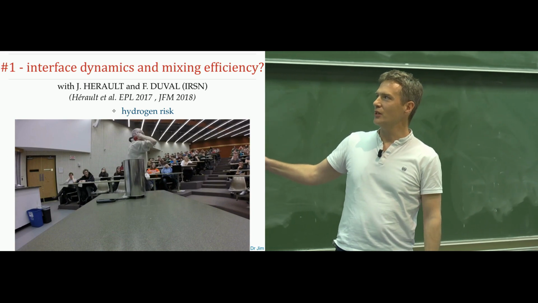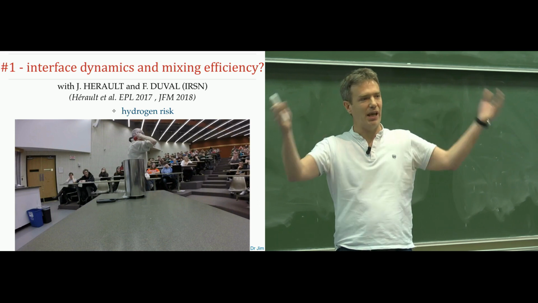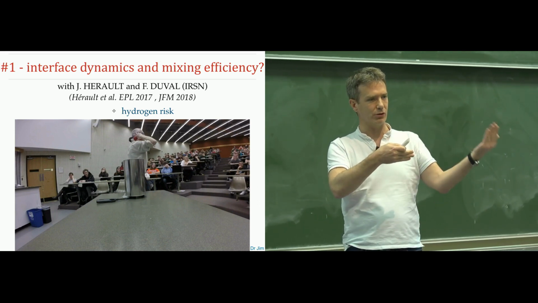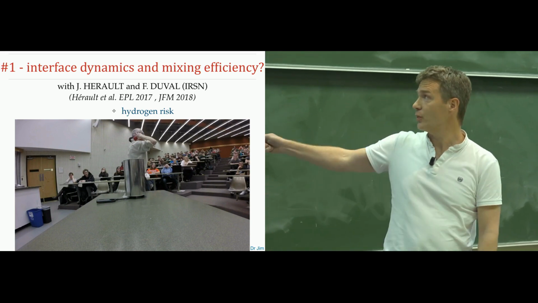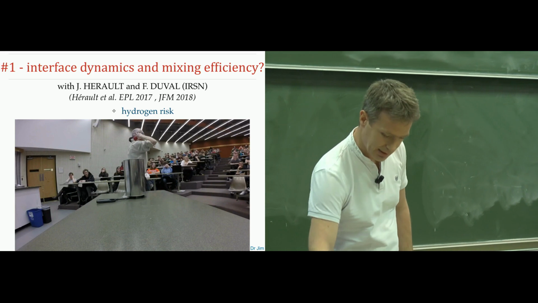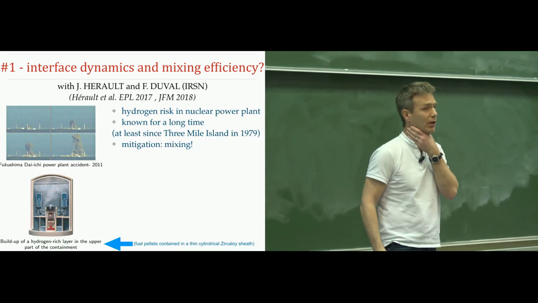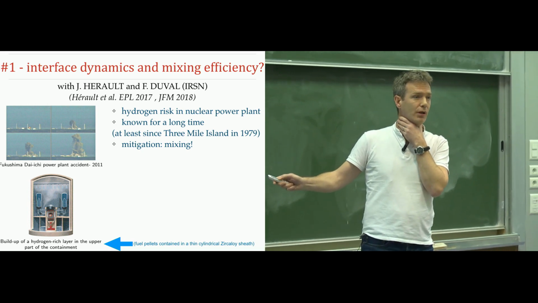So the hydrogen goes out of the can. It is replaced by oxygen from air. And when you reach a given concentration of hydrogen and oxygen, it just blows out. So it's nice when you do a lecture like this. It's much less nice when it happens in real nuclear power plants. And this is something that happened in Fukushima not so long ago.